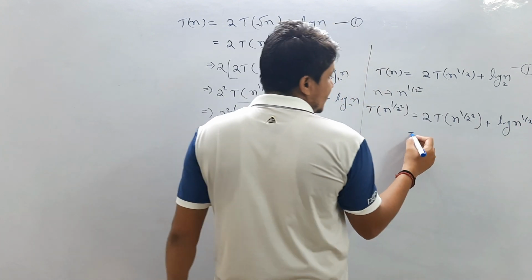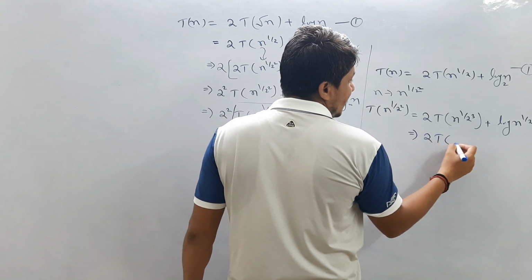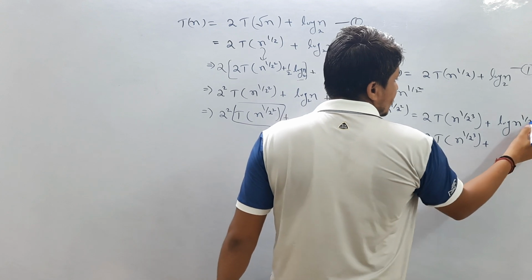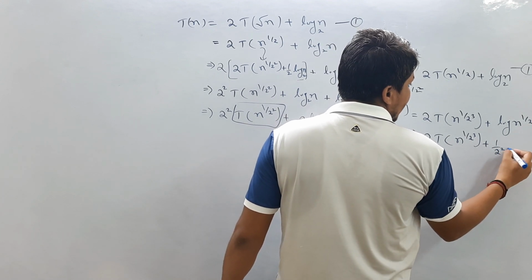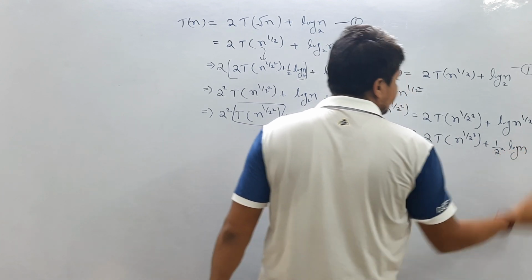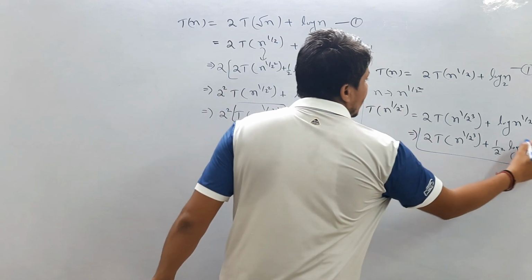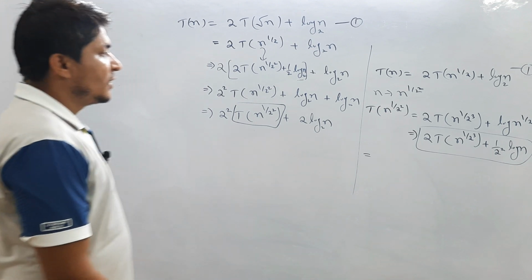Now let us further simplify this. It is going to be 2T of n raised to power 1 upon 2 cube plus, 1 upon 2 square will come this side, and it is going to be ultimately log n. Now let us again proceed. So this is the value of T of n raised to power 1 upon 2 square.